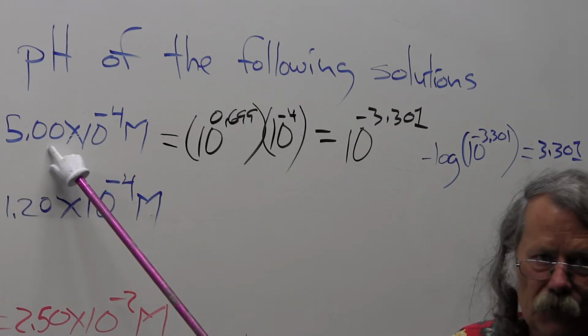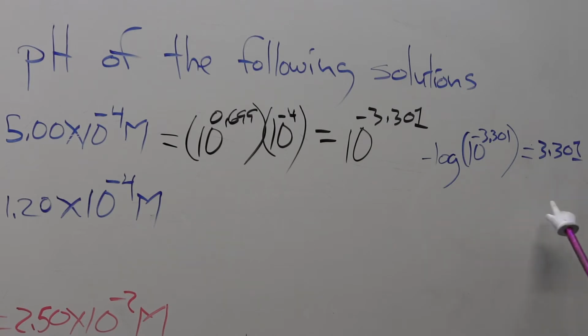Again, since we had 3 sig figs in the original, the precision of the original measurement, we have 3 sig figs in the pH. The number preceding this, the characteristic, is not significant. When we read a pH, these are significant and reflect the precision of the experiment.